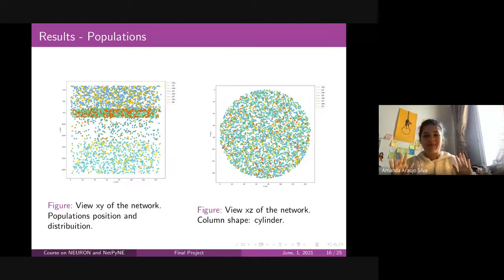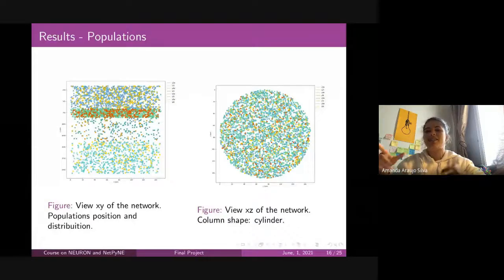So, okay. This was the first time I was simulating a network. The first thing I wanted to see was whether NetPyNE created my populations in the right positions in the column. Here we can see the X view, the cylinder from the front, with each layer. So we can see, yes, the populations and the cells are there. And from the side, we can see that it really is the geometrical format of a cylinder.